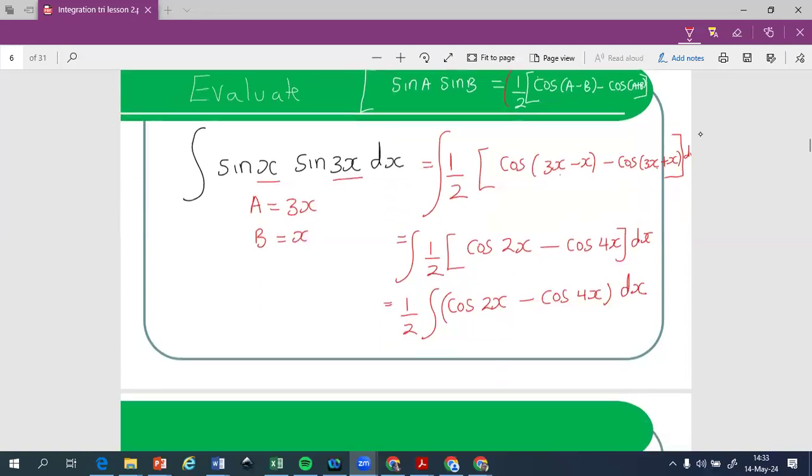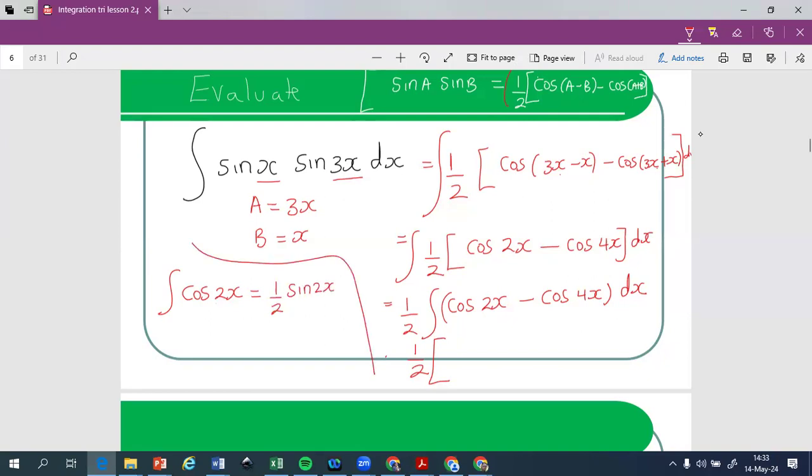Okay, good. Now, what can I do next? Now, what I do next, I can now integrate the individual items. So, I can integrate cos 2x alone, and I integrate cos 4x. So, I will say this is a half. When we integrate cos 2x, members, what do we get? Do you remember? We said when you have 2x, when we integrate this. Yes, Dennis? Cos 2x is a half sine 2x. Half sine of 2x. So members, please take note of that.